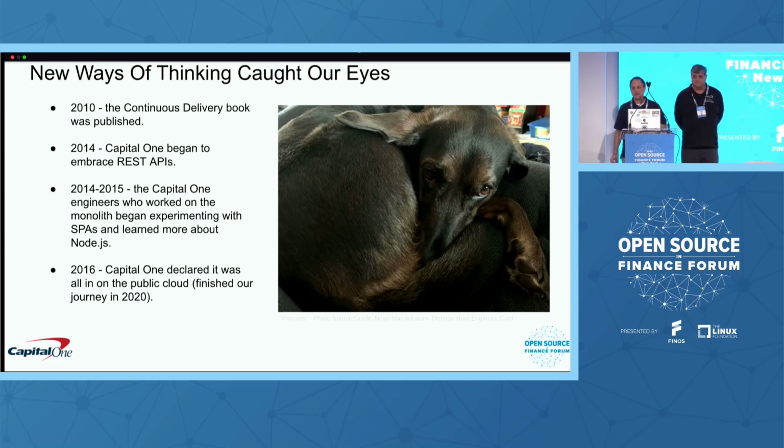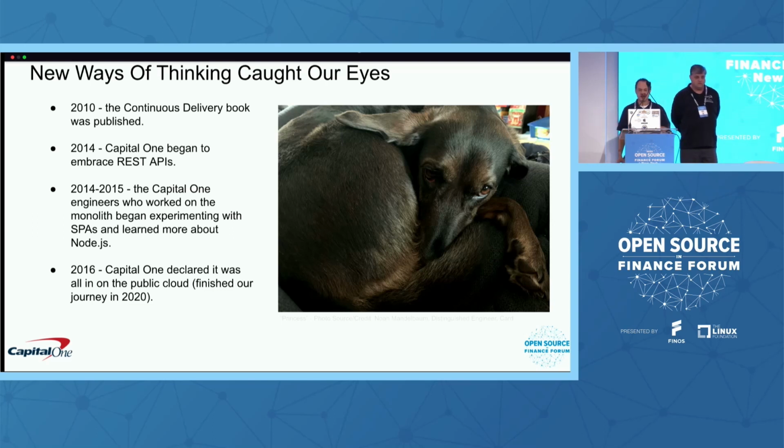About 2014, Capital One began to embrace REST APIs. Previously, we had a lot of direct connections, queuing mechanisms, SOAP services, but we realized that a REST ecosystem would help us quite a bit.